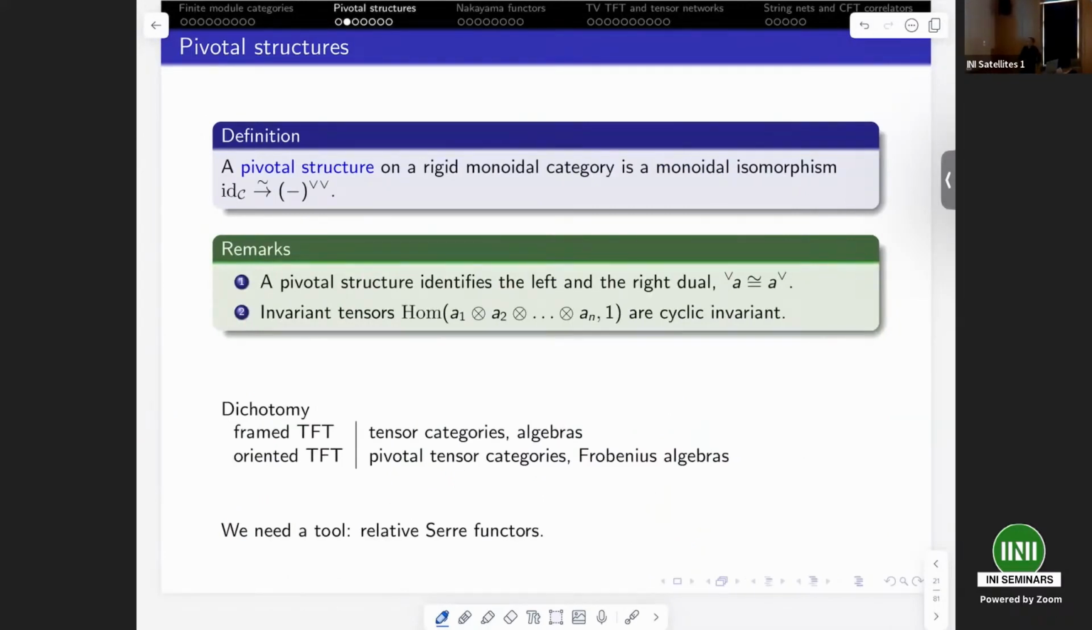Now, why do we insist on this structure? Actually, in my point of view, on the subject, there is a dichotomy. You can either work with tensor categories and algebras, or you can work with pivotal tensor categories. And if you want to build TFTs from this, in one case, you get TFTs which are defined on framed manifolds. And in the other case, you're getting a TFT which is defined on oriented manifolds.